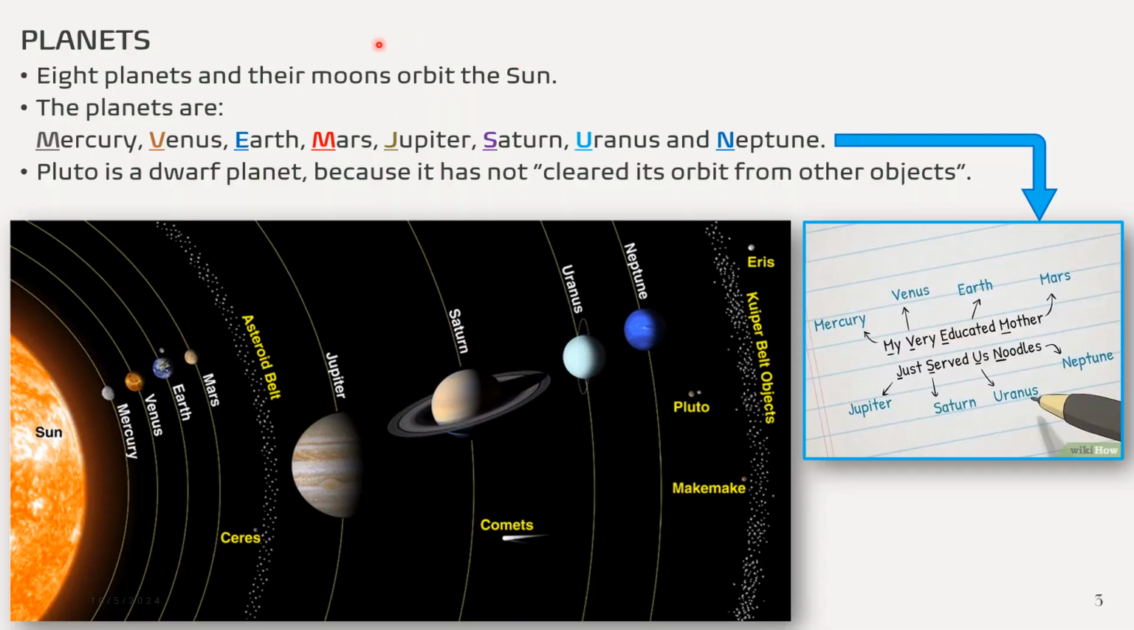Now let's look at the 8 planets first. We know that the 8 planets and their moons orbit the sun. It's not only Earth that has a moon. Many of the other planets also have moons, and not just one, many more.